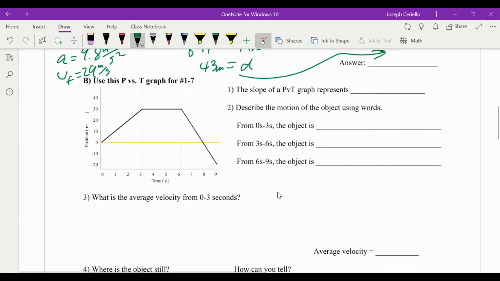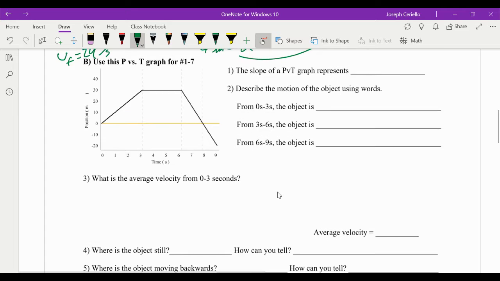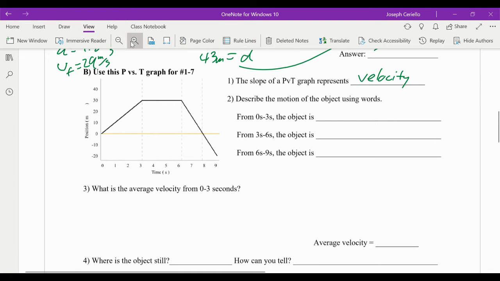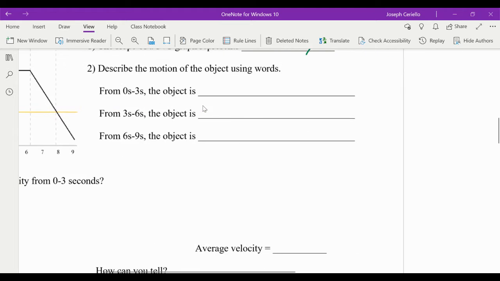All right, so now we're doing some position versus time work, and this is really good for the quiz that's coming up. So the first question is, the slope of position versus time represents velocity. Really important point there, velocity. All right, or speed, but we're going to use velocity for now. All right, because the direction is going to matter.